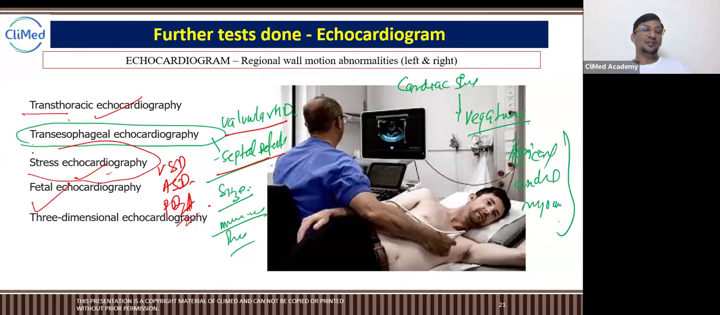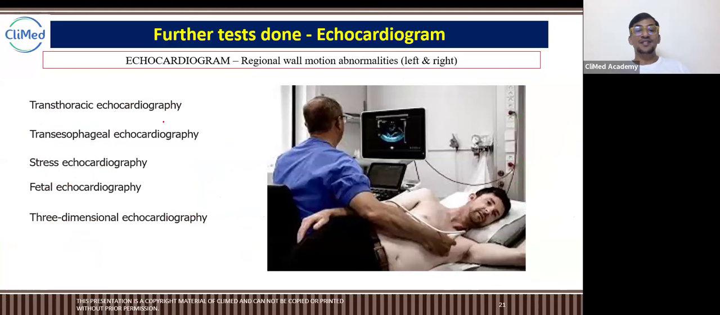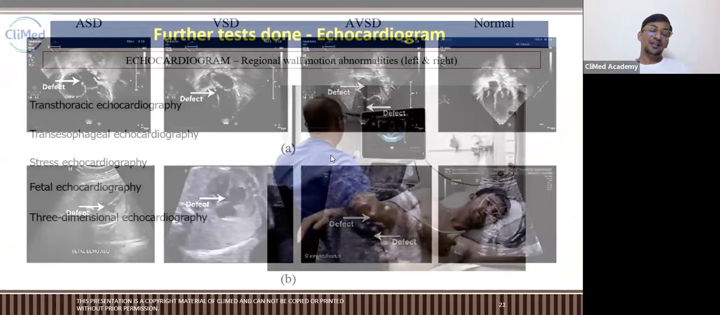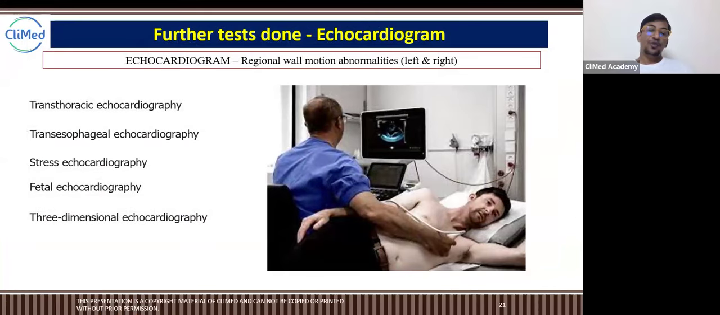And for unstable angina, stable angina, stress echocardiography, for the kids, fetal echocardiography, and when we need the three-dimensional images of the heart, we go for what? We go for the three-dimensional echocardiography. This is the basics. Now let me tell you guys, what can be checked in echocardiography? Tell me, what can we check, why do we do echocardiography?